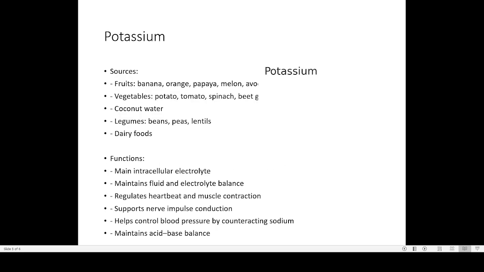Then going to the fourth one, which is potassium. Coming to potassium, the best source of potassium is banana. Banana and fruits are the best sources of potassium, especially what we call ethapadam. Ethapadam is very much rich in potassium.